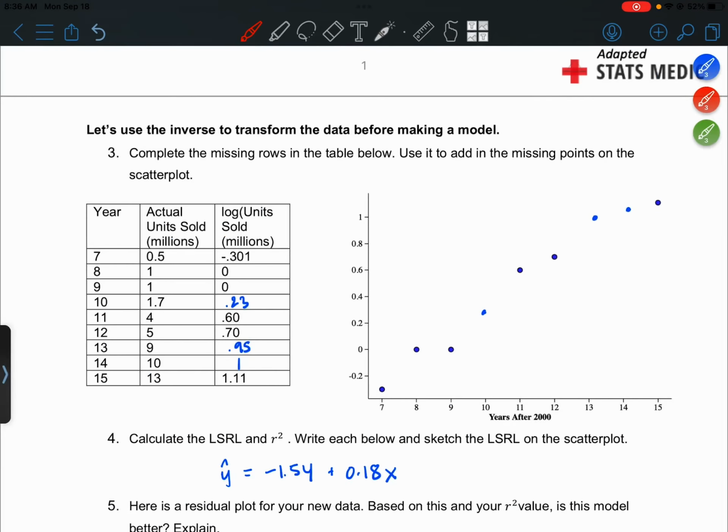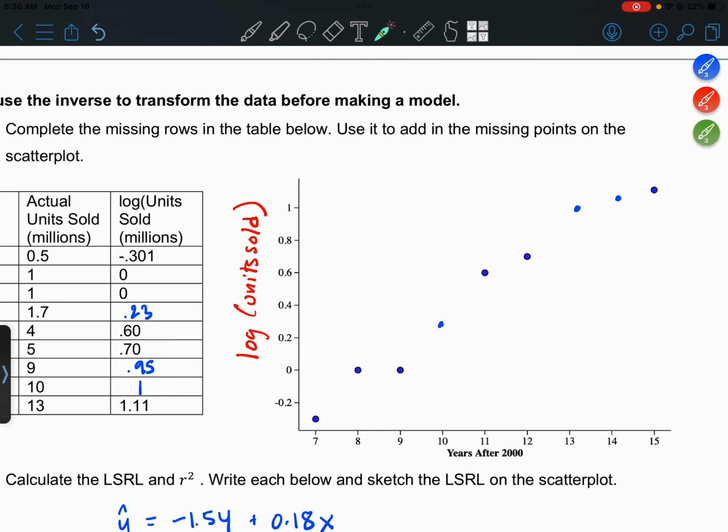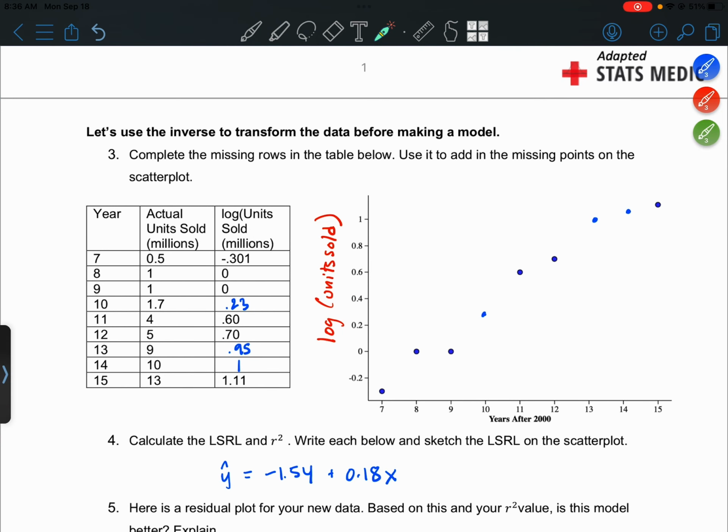Sorry about that. All right, so we need to include a label here on the vertical axis. So what we want to label this is the log of the units sold. Okay. And when we look at the form now, it doesn't have that non-linear form anymore. It looks much straighter. Okay, and that's what taking the logarithm had the effect of, is just kind of straightening out the relationship.